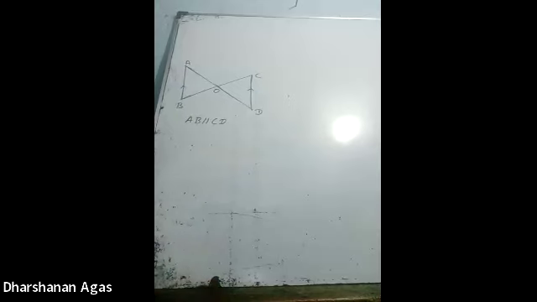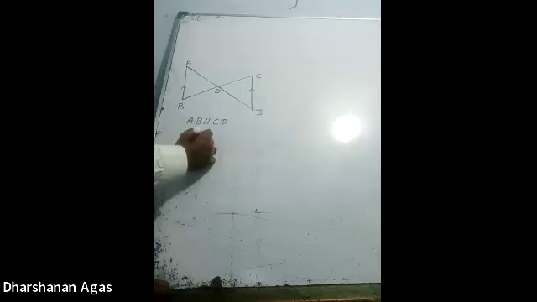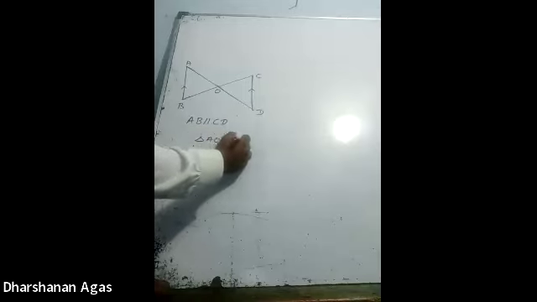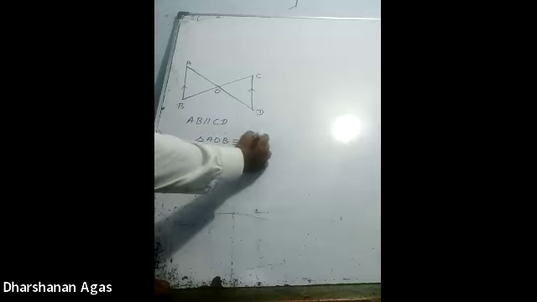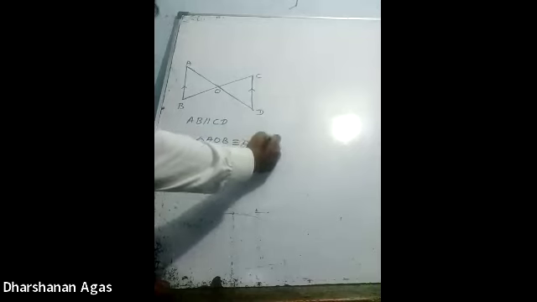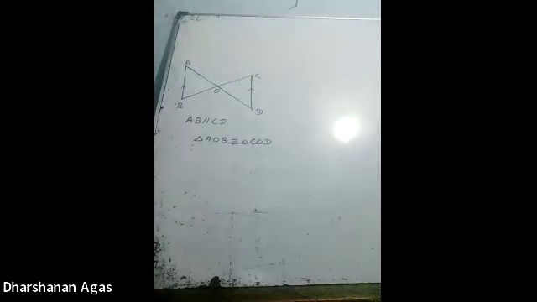Show that triangle AOB is congruent to triangle COD. Show that the triangle AOB congruent to COD.